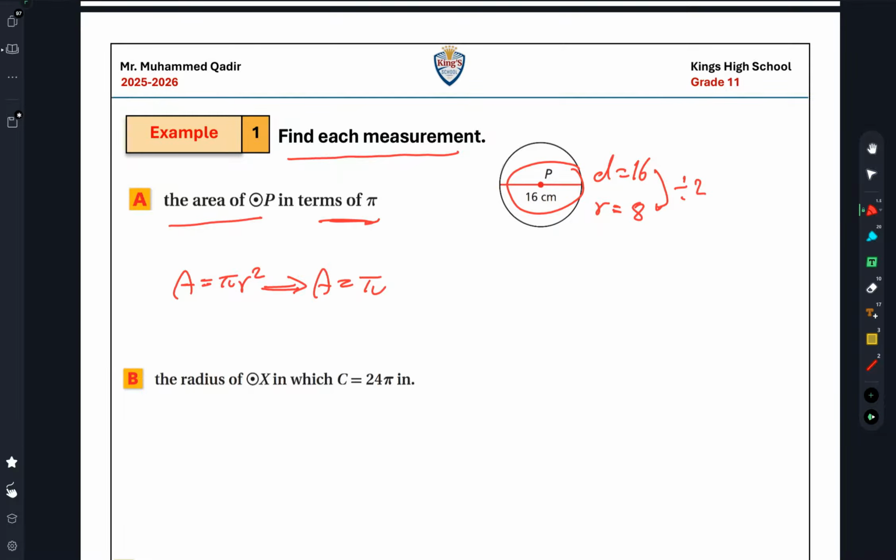Since the question says in terms of pi, it means I don't need to simplify pi. So we keep pi times r squared, which is 8 squared. So 8 squared equals 64 pi. This is going to be the final answer.